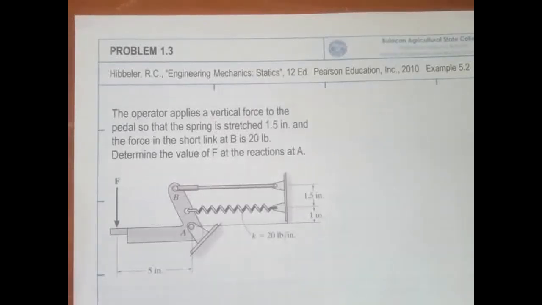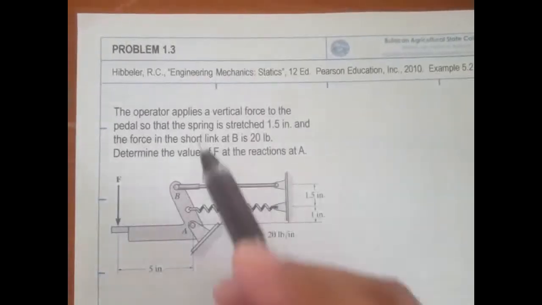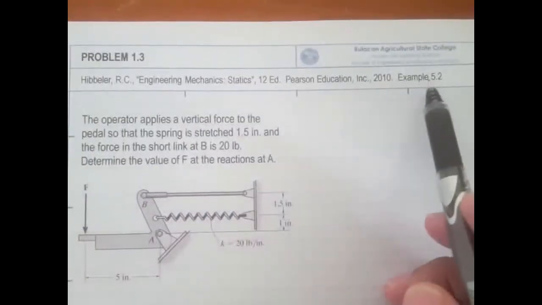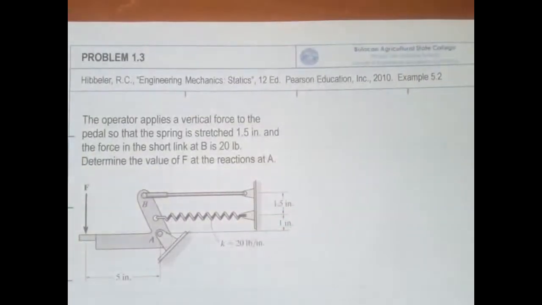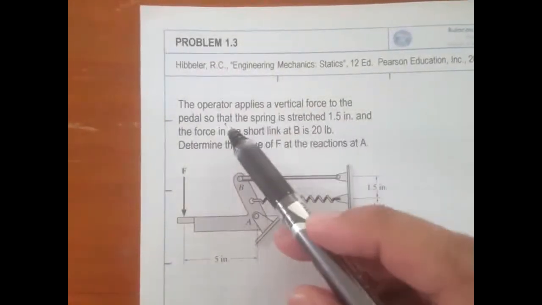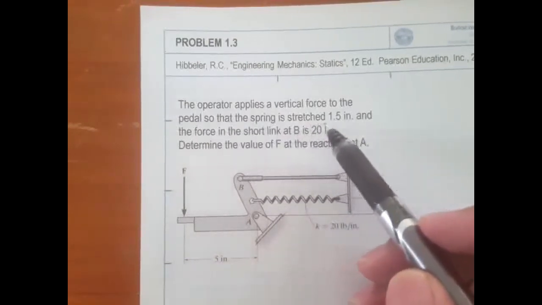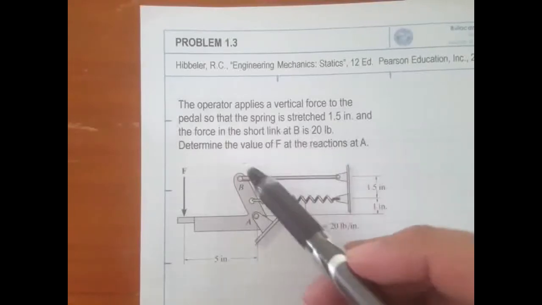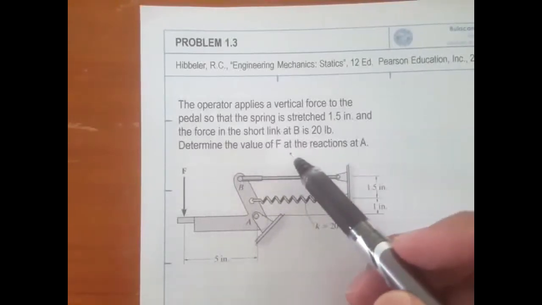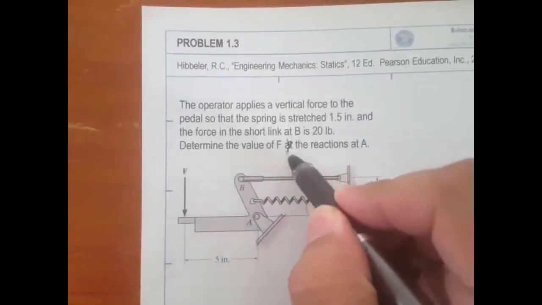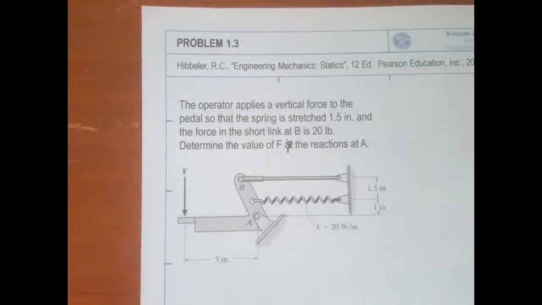Alright, we'll now do our third problem in this topic, and this problem is taken from the textbook by Hibbeler, Engineering Mechanics: Statics, specifically example number 5.2. In this problem, the operator applies a vertical force to the pedal so that the spring is stretched 1.5 inches and the force in the short link at B is 20 pounds. Determine the value of F and the reactions at A.